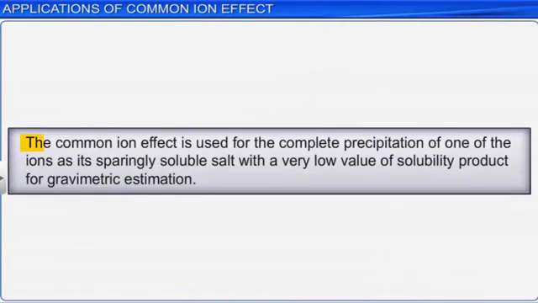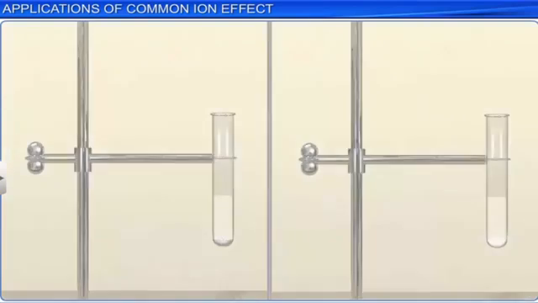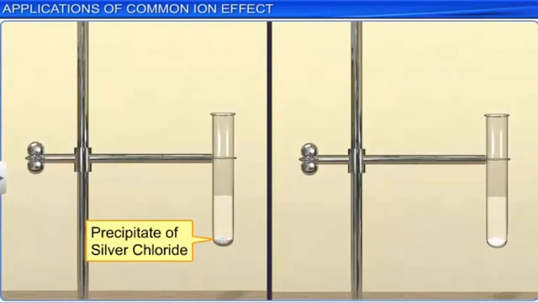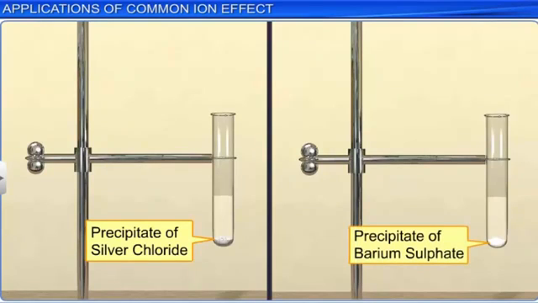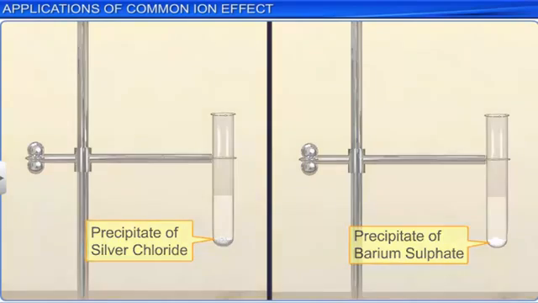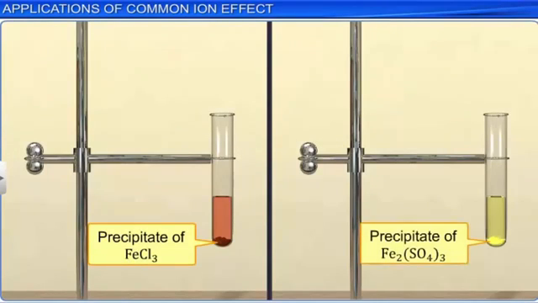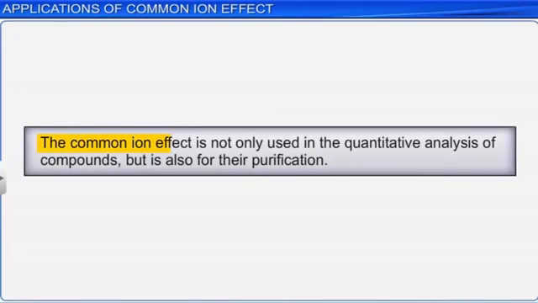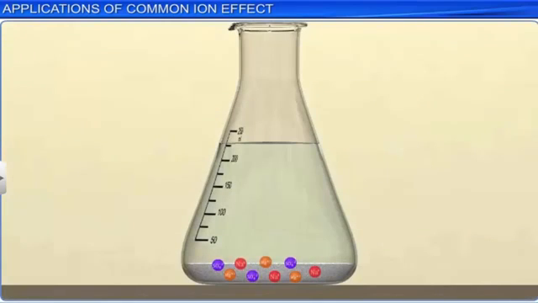The common ion effect is used for the complete precipitation of one of the ions as its sparingly soluble salt with a very low value of solubility product for gravimetric estimation. For example, silver ions are precipitated as silver chloride, barium ions as barium sulfate, and ferric ion as ferric chloride or ferric sulfate. The common ion effect is not only used in the quantitative analysis of compounds, but is also used for their purification. For example, sodium chloride, along with impurities such as sodium sulfate and magnesium sulfate, is purified by applying this principle.